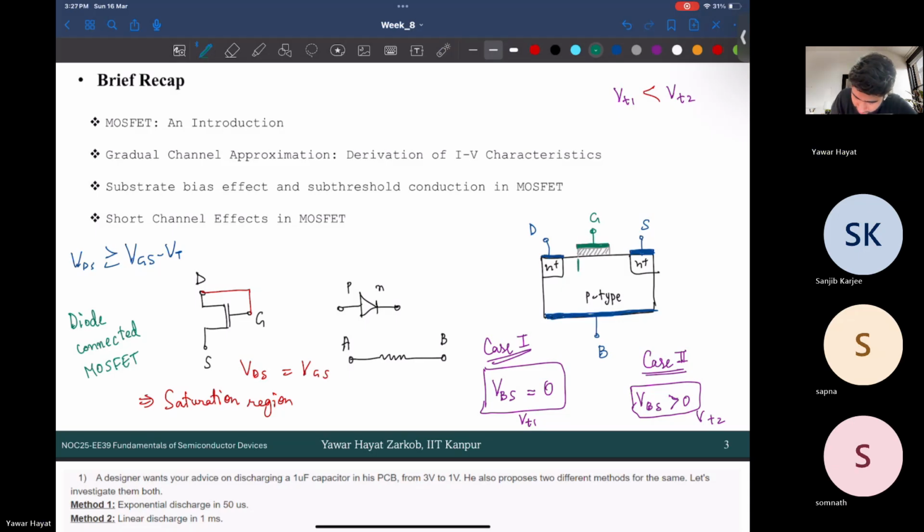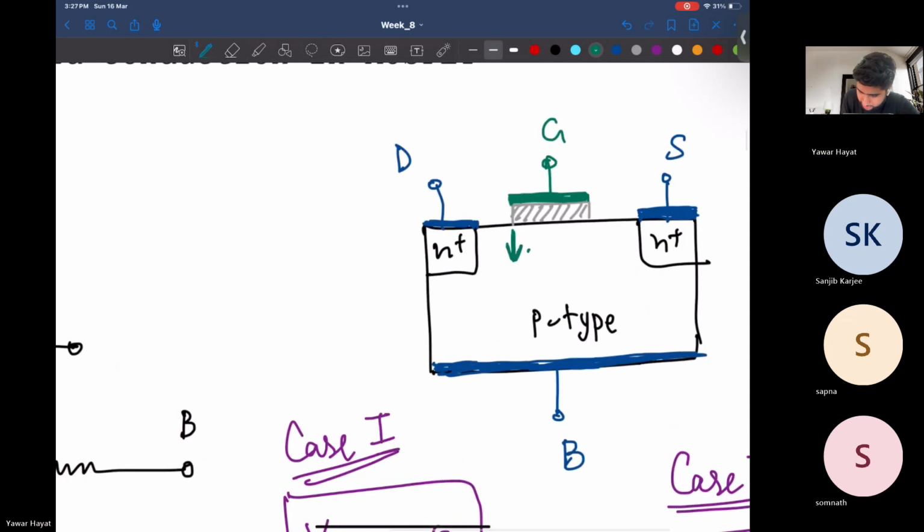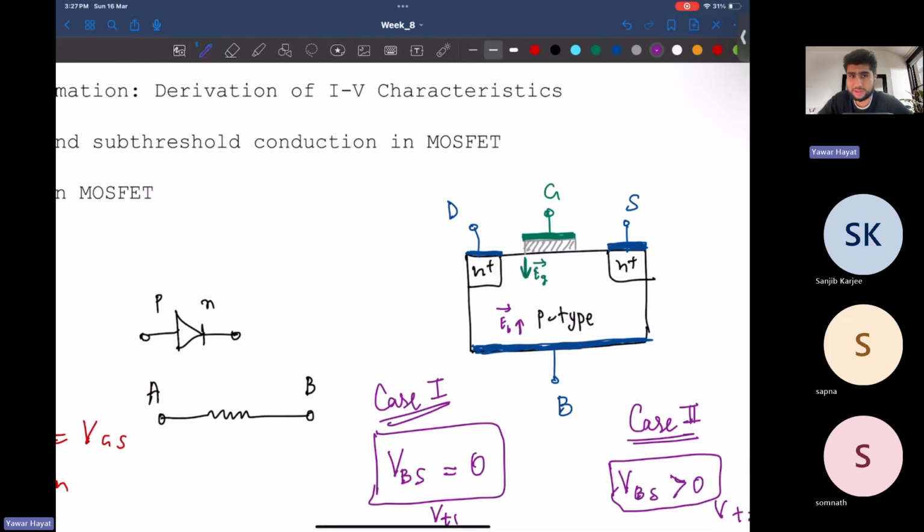So we have two fields. One is this. We write this as EG, due to gate drive. And then I have another one, EB, both are vectors. What is EB? This is the field due to the body potential I'm applying. So now the question is, are these fields competing or are these fields assisting each other? They are competing, right? They are in opposite direction. Yes, sir.